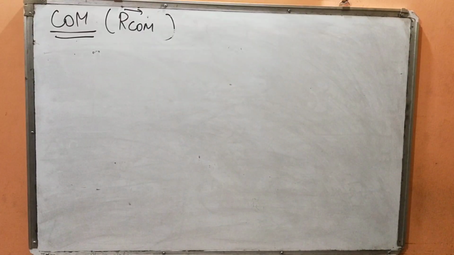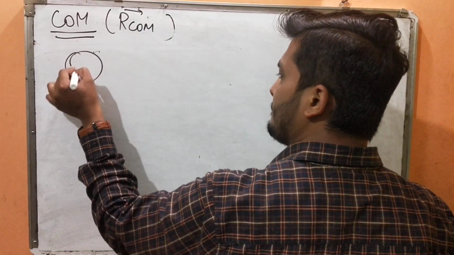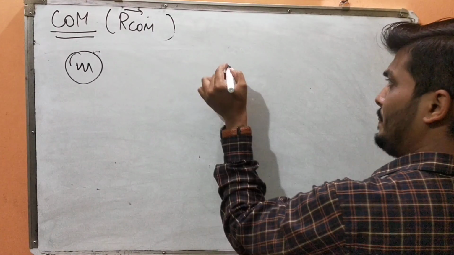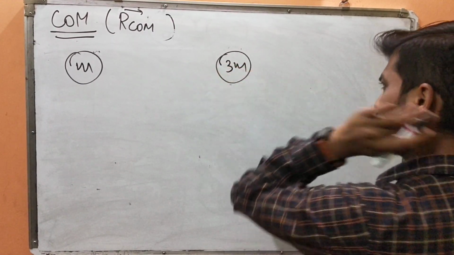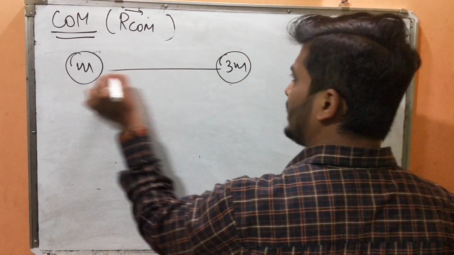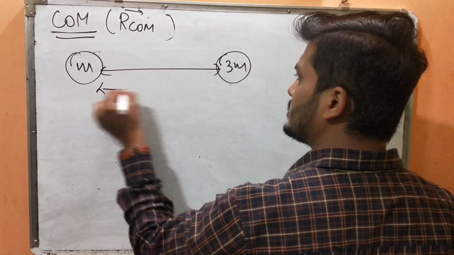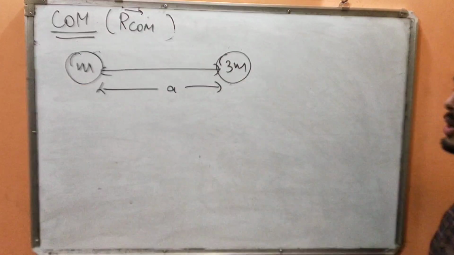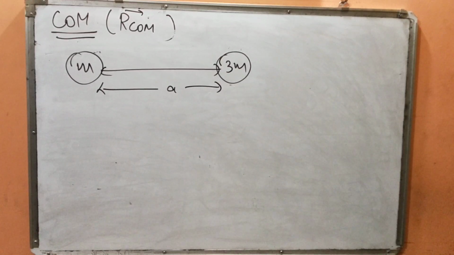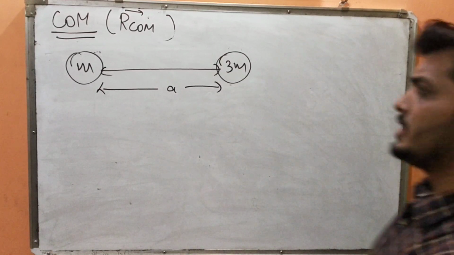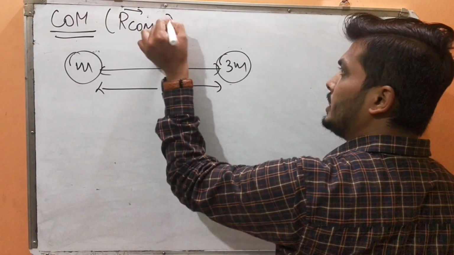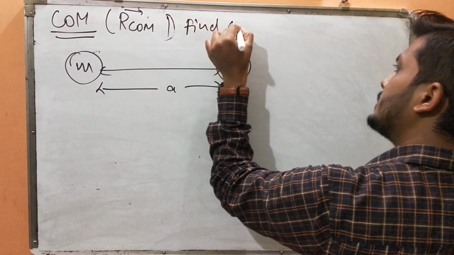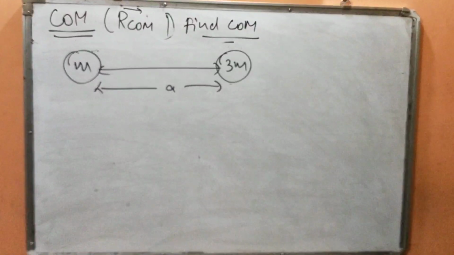No. Suppose there is one more body. There is a body of mass m and there is one body of mass 3m, and they are separated by a certain distance a. Find the center of mass of this system of two bodies.